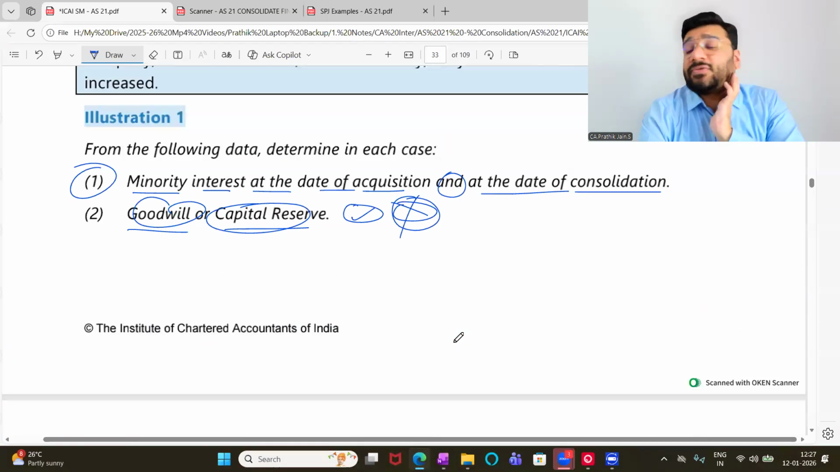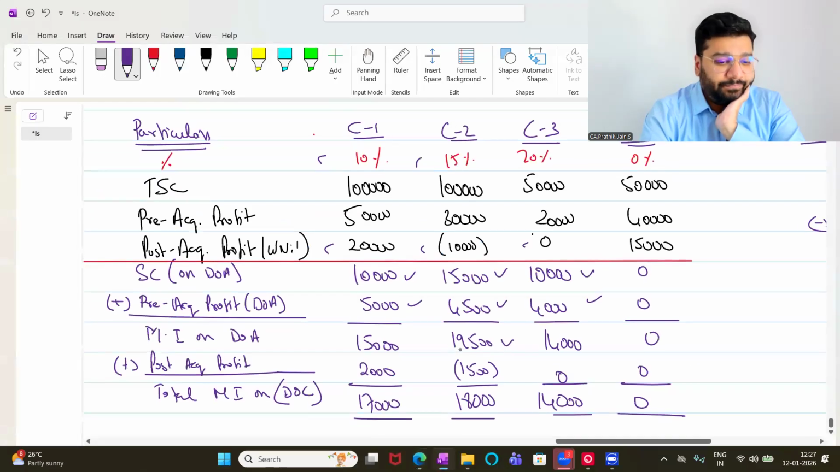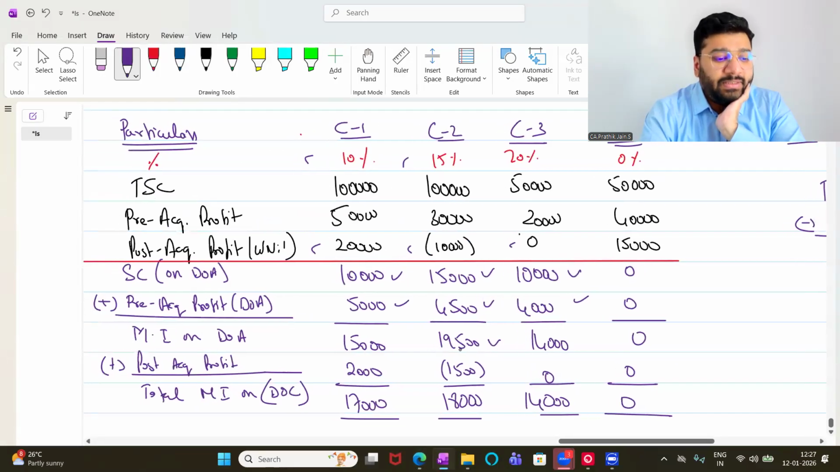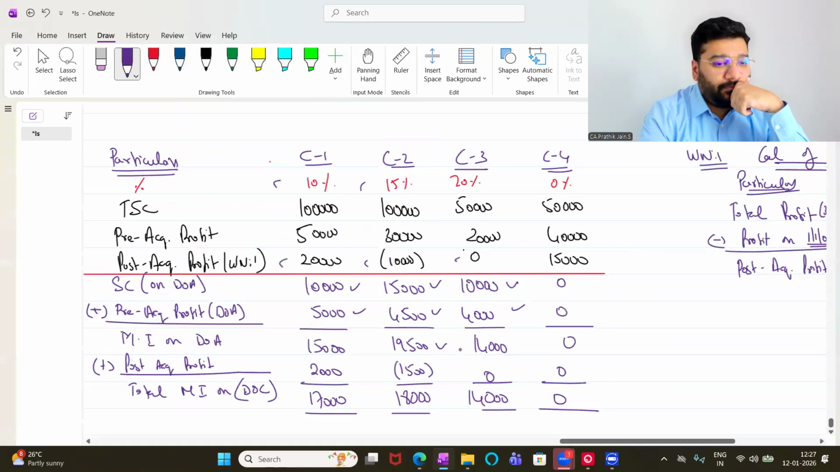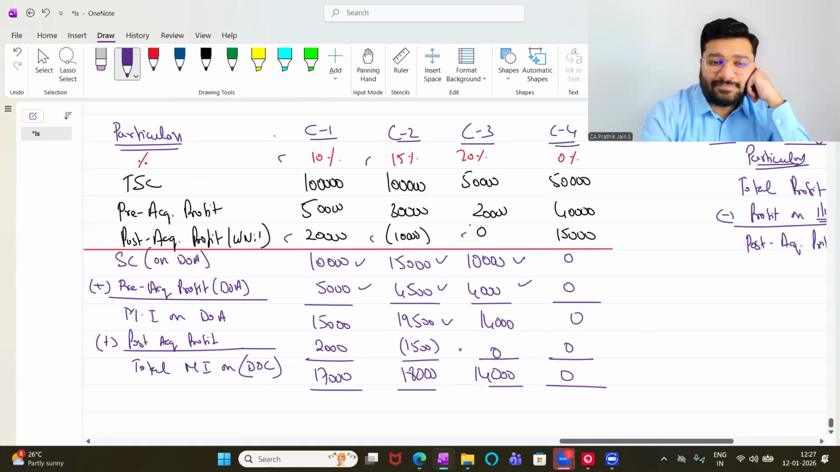Now, next is what? Calculation of goodwill and capital reserve. Date of consolidation. DOC is date of consolidation. Done?